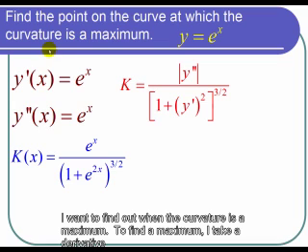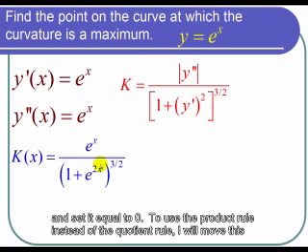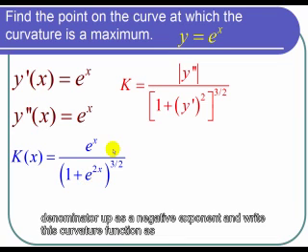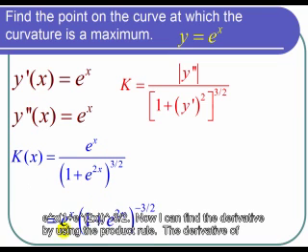Now I want to find out when the curvature is a maximum. And to find a maximum, I take a derivative and set it equal to 0. To use the product rule instead of the quotient rule, I'm going to move this denominator up as a negative exponent and write this curvature function as e to the x times 1 plus e to the 2x, all to the negative 3/2 power. So now I can find the derivative by taking the product rule.